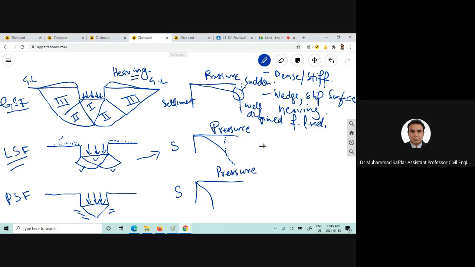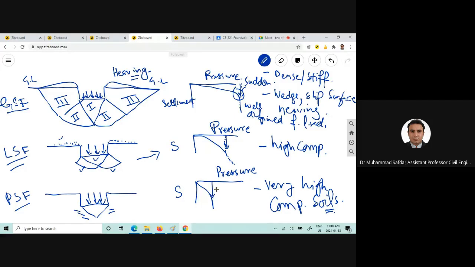Now, in what type of soils will it happen? It will happen in high compressibility soils. There is a third mode of shear failure, known as punching shear failure, and this will occur in very high compressibility soils. You can clearly see the strength is very low compared to the other two modes of failure.